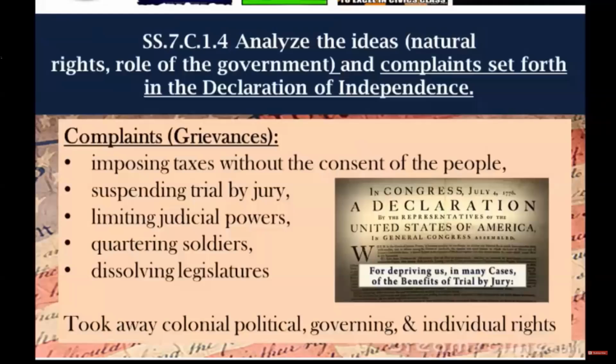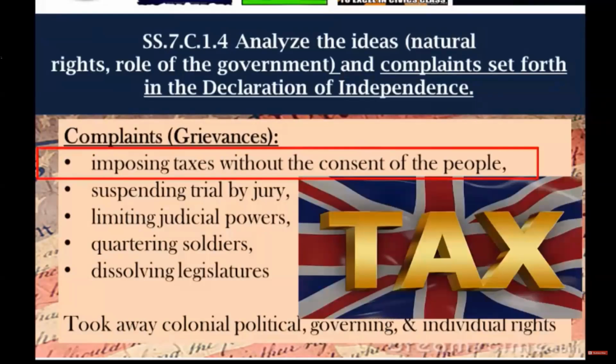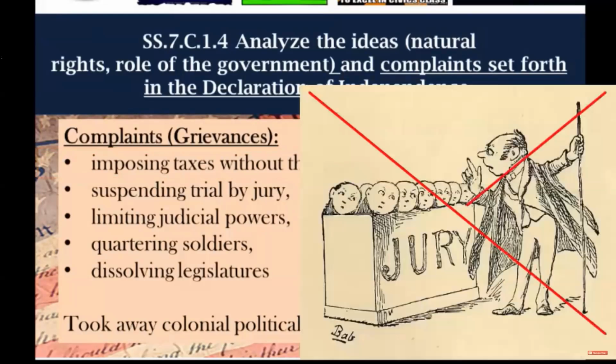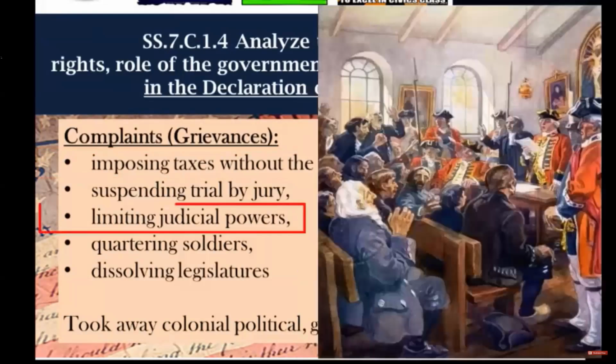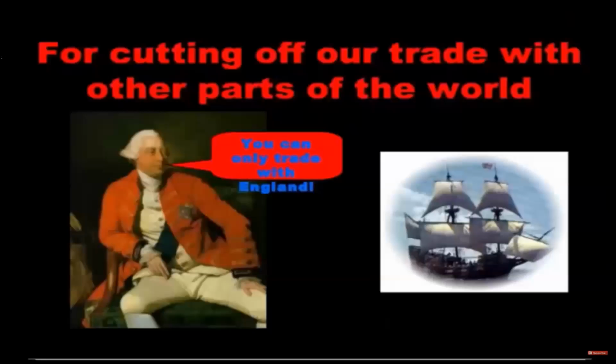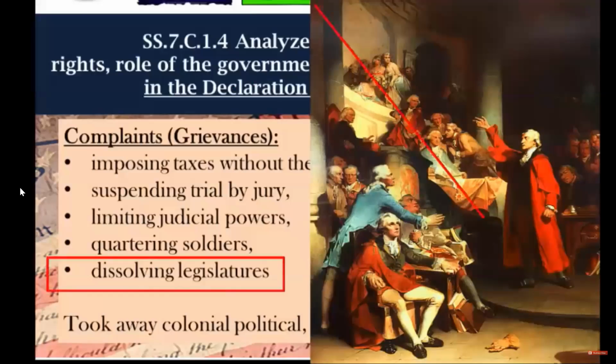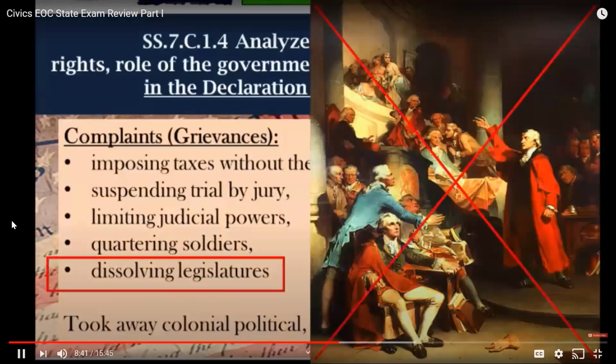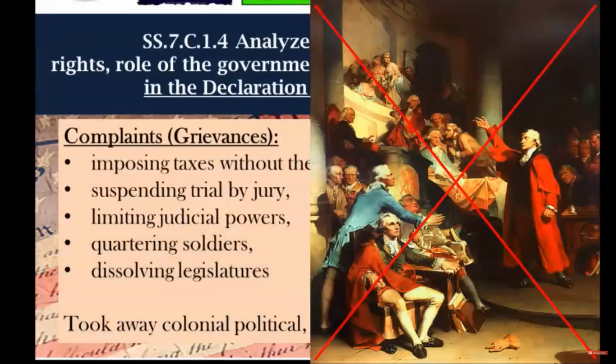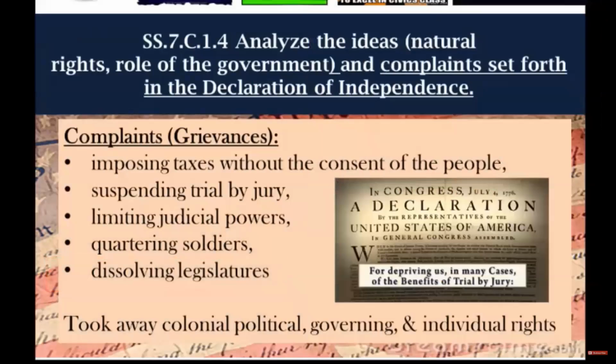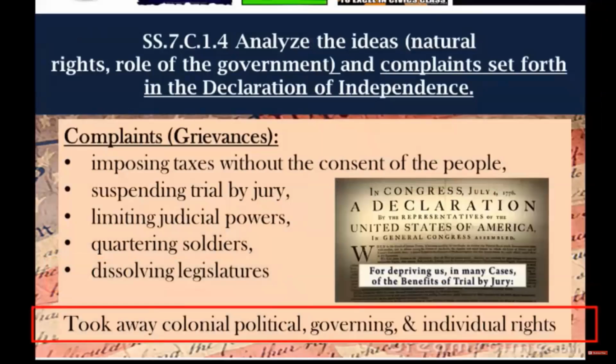The big ones you should memorize are that he taxed the colonies without their consent, he suspended trial by jury, he limited their judicial powers, in other words, he took away their courts, he didn't let them trade with other countries, and finally, he dissolved their legislatures, which means he got rid of their governing or lawmaking bodies. All of these complaints mean that the king in Great Britain took away the colonists' political and individual rights.